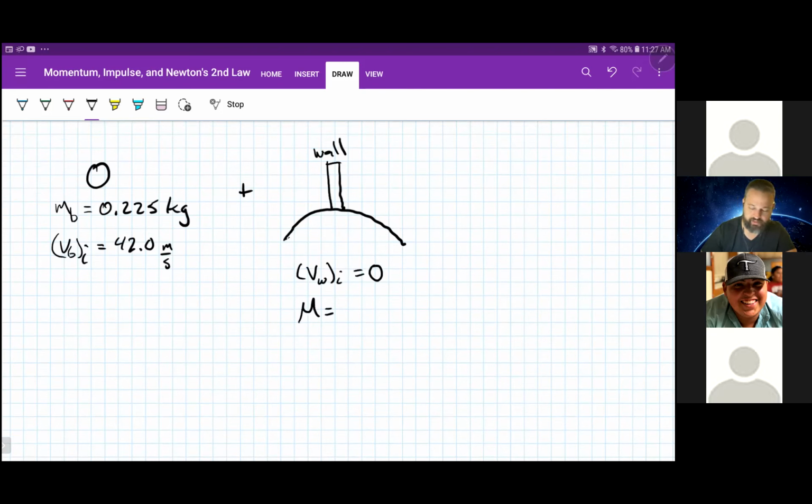And we were given the mass of Earth, because the wall is connected to the Earth, so it's going to be part of the mass of the Earth, right? So it's going to be 5.98 times 10 to the 24th kilograms.